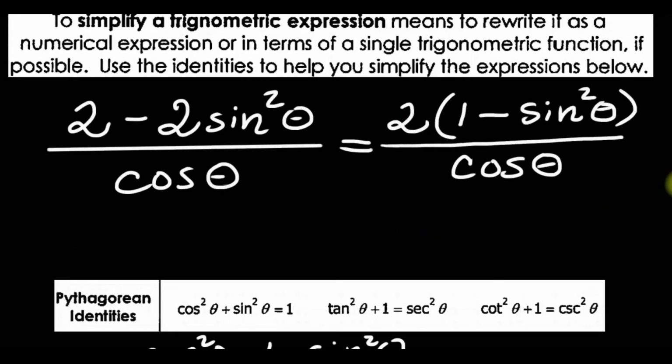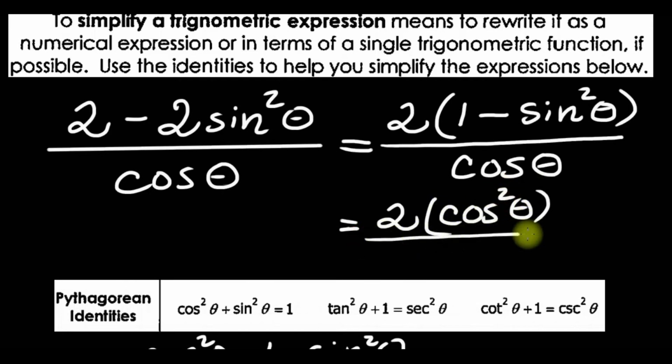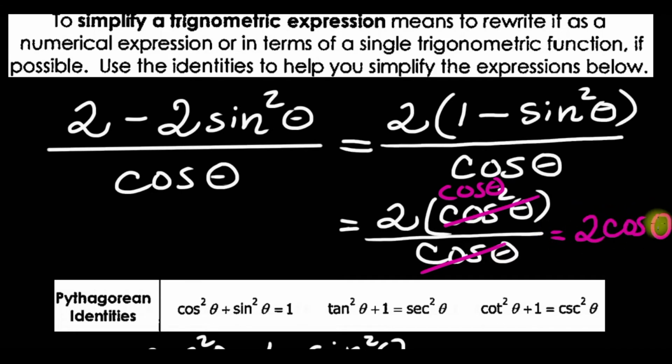So here we're going to have 2 times, well, 1 minus sine squared is cosine squared, all over cosine. Then you can reduce this by taking out the cosine. I can take this cosine out with one of the cosines up top, so I'm left with just cosine. My final answer here is going to be 2 cosine.